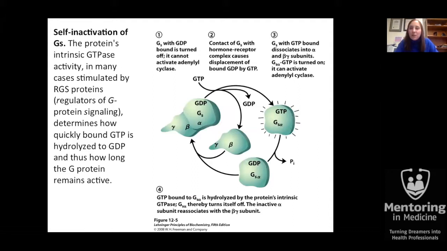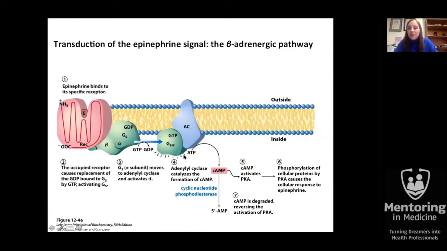But this is the coolest part, I think, of the alpha subunit: it says down here, GTP bound to G-s alpha is hydrolyzed by the protein's intrinsic GTPase. This subunit has within it an intrinsic GTPase, which is an enzyme that will actually hydrolyze the GTP back to GDP, which will inactivate it. And once the GTP is no longer attached to the alpha subunit, then this alpha subunit will move back to associate with the beta and gamma subunits and wait until the next epinephrine binds.